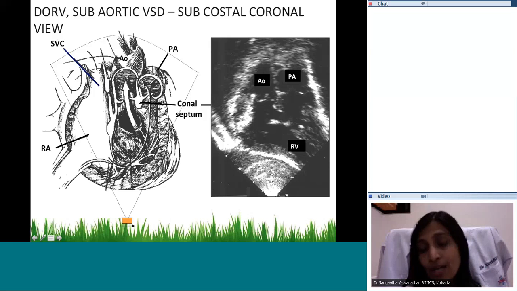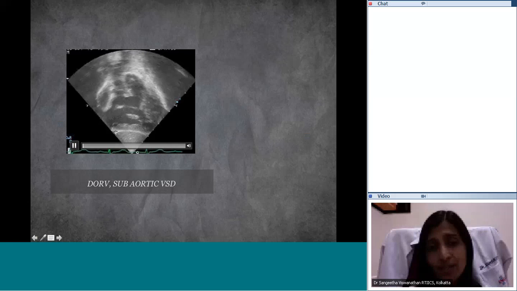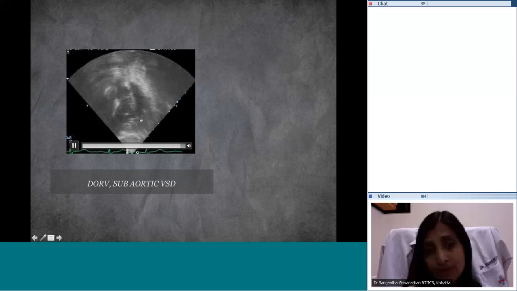So you get this sort of appearance where you have the aorta and the pulmonary artery just next to each other. Here the aorta is to the right of the pulmonary artery, and here you can see the outlet septum, the coronal septum, and this is the RV. This is where the VSD enters. So this is just a moving image of the same, once again illustrating the same features. So the aortic valve, the pulmonary valve, the coronal septum in between, and again you can see how the great arteries are side by side.